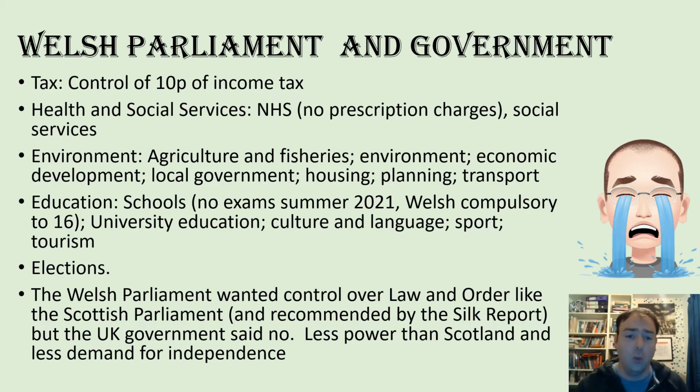Now, the Welsh Parliament wanted control over law and order, like the Scottish Parliament, and it was recommended in a Silk report to the government that that's what should happen. But the Conservative UK government said no, so they have less power than Scotland, but that is possibly due to the fact there is less demand in Wales for independence. So the major difference here seems to be not necessarily about the strength of belief in devolution from the government, but whether they're worried about the UK breaking up.